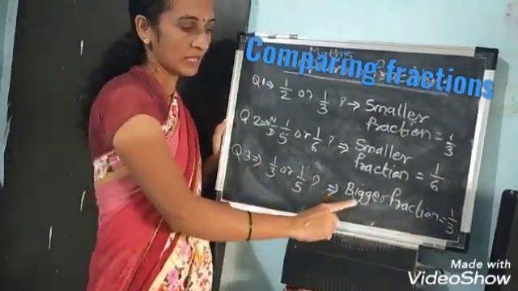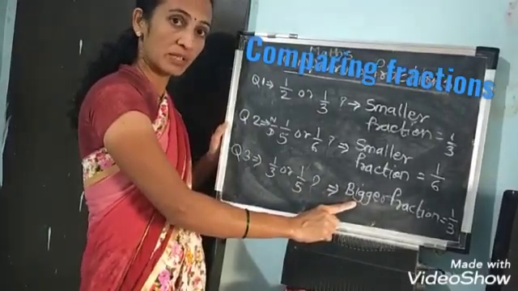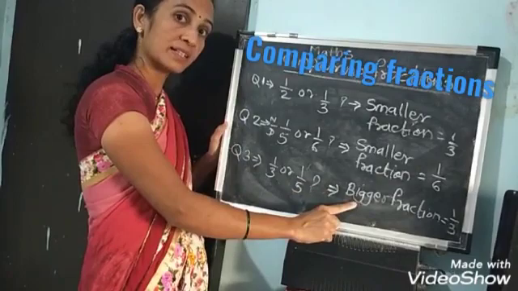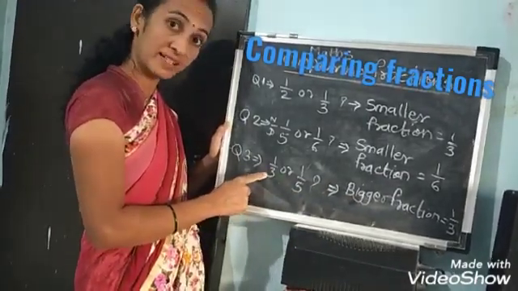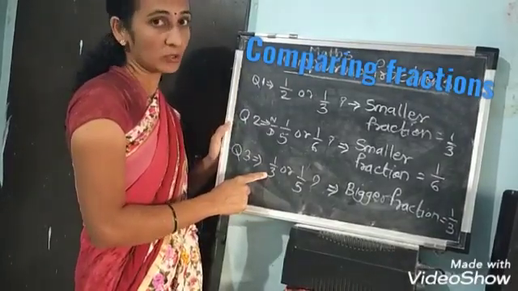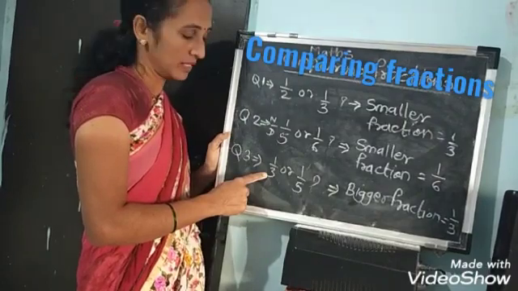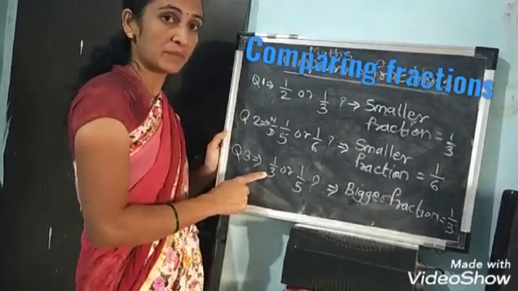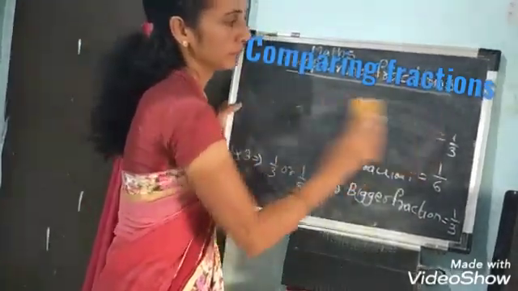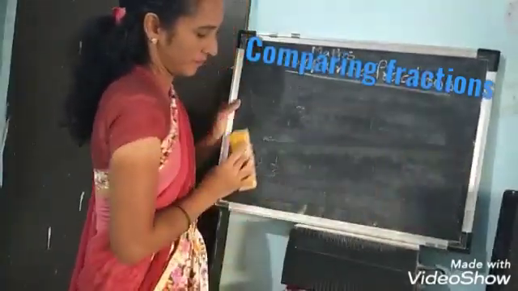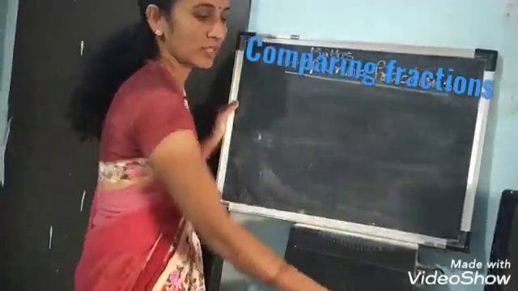Bigger fraction we wanted to find. So find the number which has the smaller denominator. In this fraction, the denominator is smaller, so this fraction is bigger. Why? I have told you before this. I have explained it with the figure. 1 upon 3 is the bigger fraction. We will see the next example. If you want the answers, you can take screenshots.